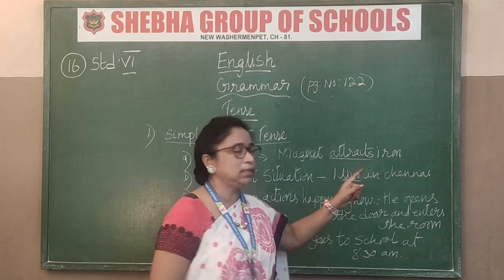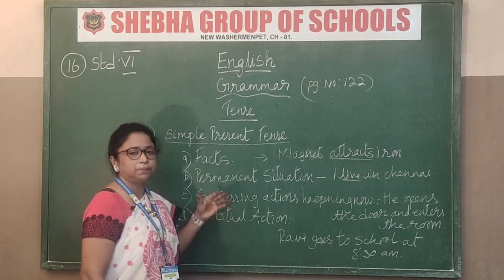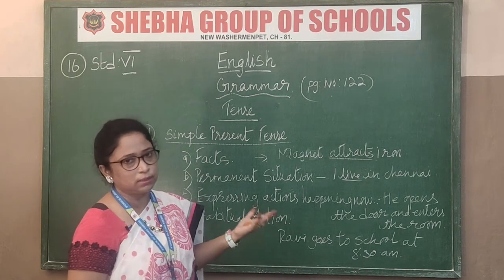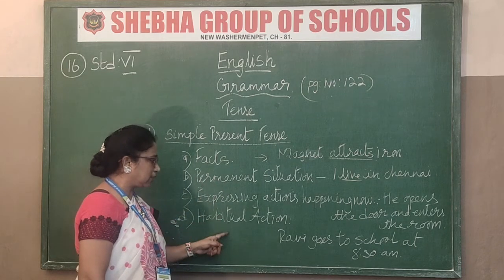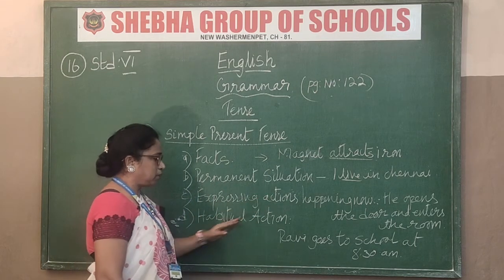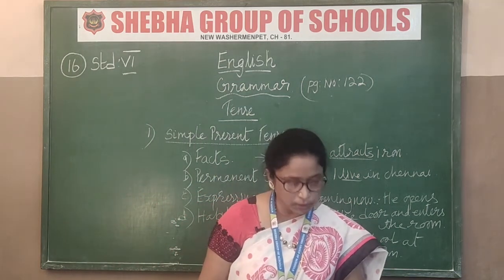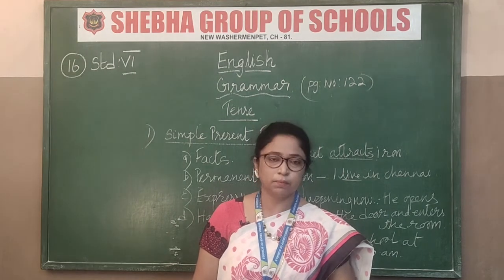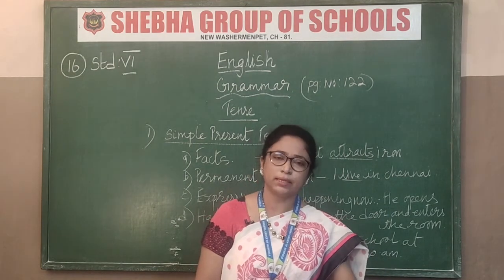See, these are the different ways in which we find out whether it is a simple present tense or not. So this is important: facts, permanent situation, expressing actions happening now, and habitual actions. See in page number 122, they have shown with pictures what is simple present tense. There are so many pictures given, you can understand easily.